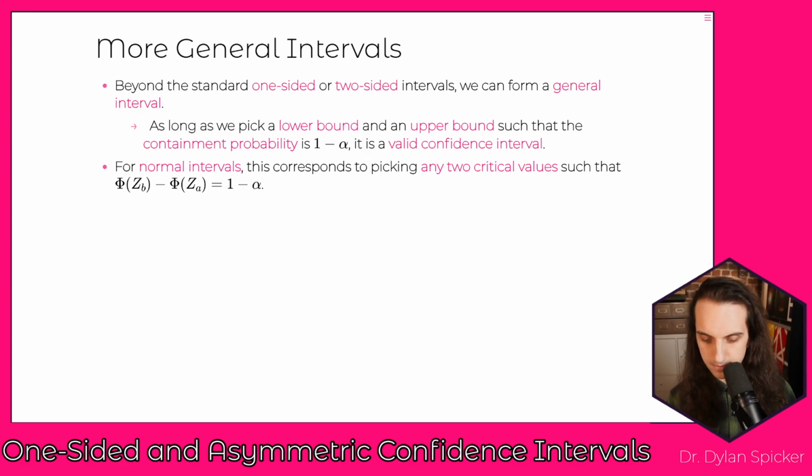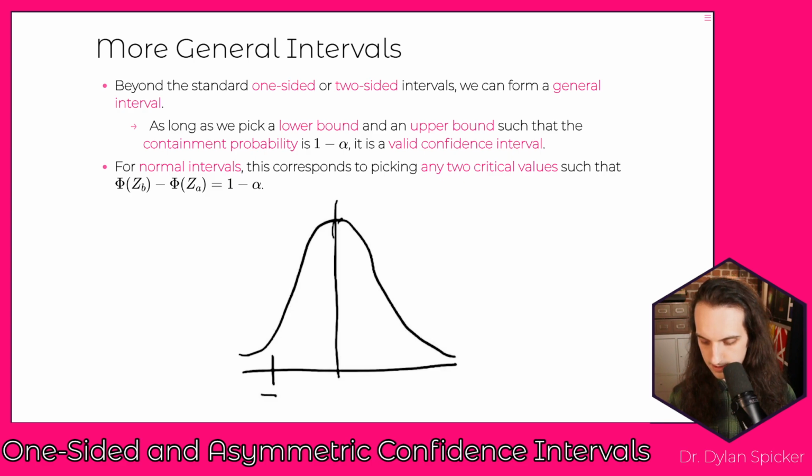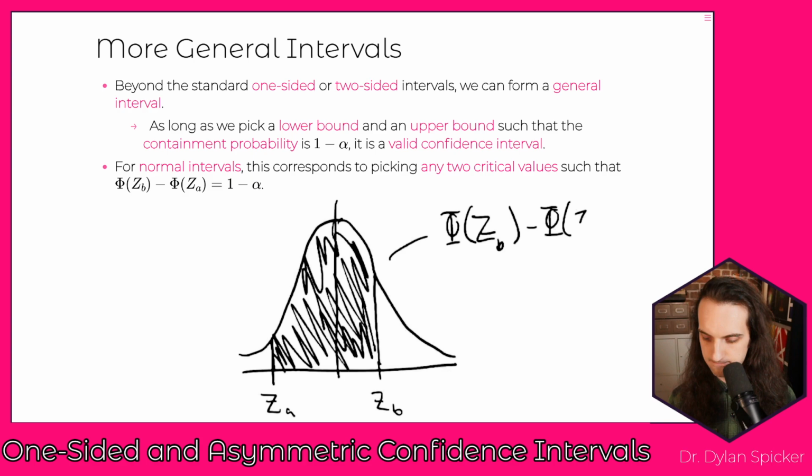And so if we think about what's actually going on here, with our bell curve plot drawn out, the idea is that we're going to want to pick a critical value, which I'll call Z_A, somewhere down here, and we're going to pick another critical value, which I'll call Z_B, right here. And if we think about the probability that we're falling between them, it's going to be this whole area here. And this probability we can express as phi of Z_B minus phi of Z_A. Okay. And as long as this is equal to 1 minus alpha, this is a valid confidence interval.